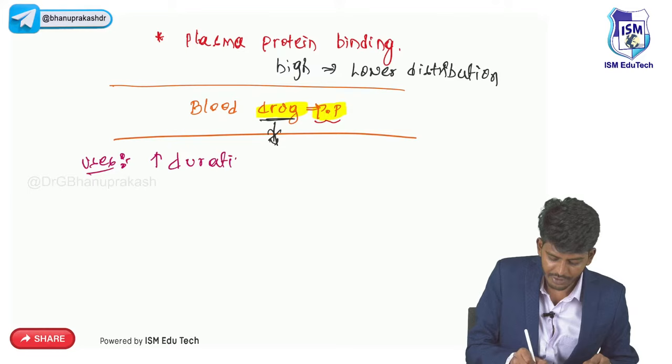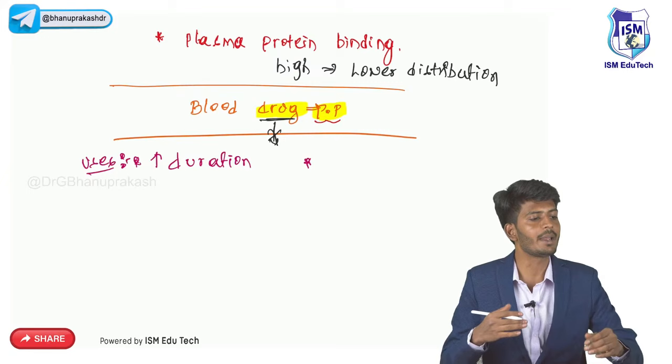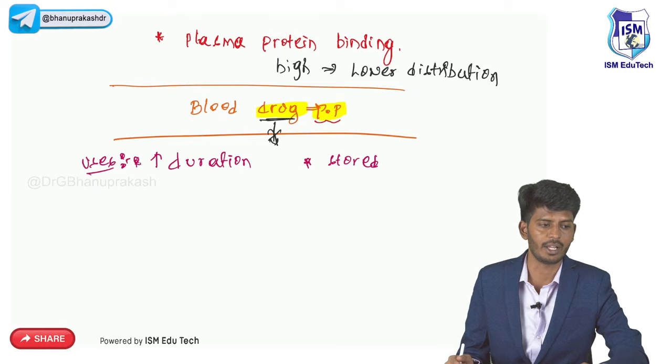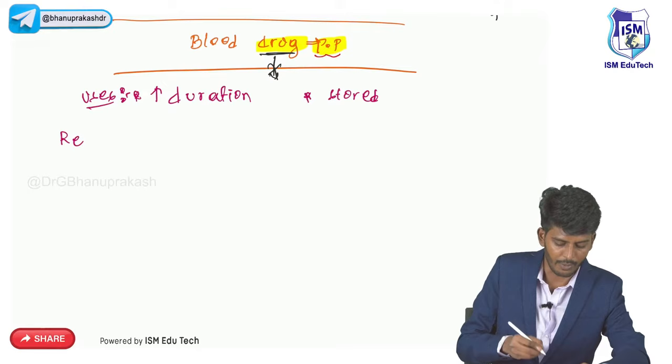Okay. Now apart from that, the drug will remain in the body for a longer period of time. This means the drug can be stored in the body. So it is a way of saying the drug can be stored in the body. Okay. Now, if plasma protein binding is there, there is one more thing. What is that?